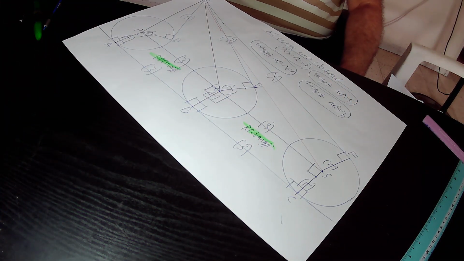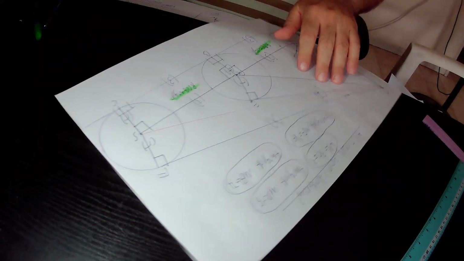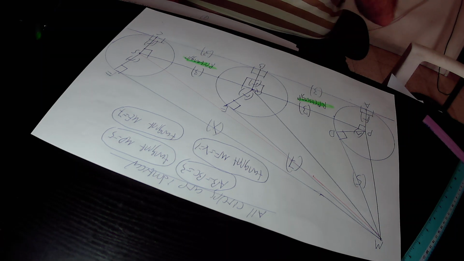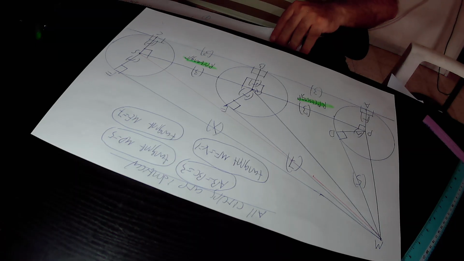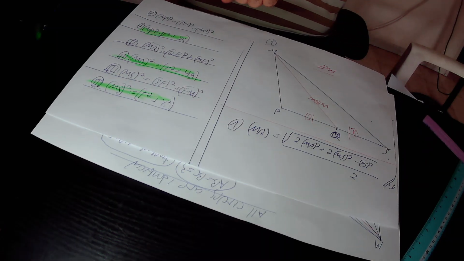By joining points S and M, we get a right triangle SFM. So, according to the Pythagoras theorem, in this right triangle MSF, MS squared equals SF squared plus MF squared.